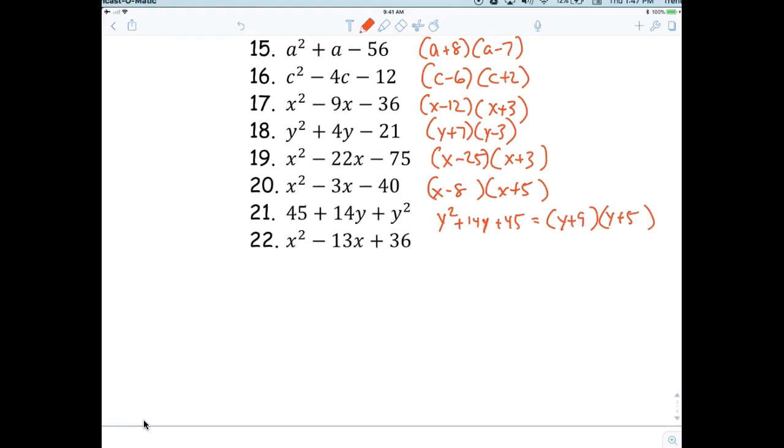And finally, x squared minus, x minus 3. What is it? X minus 12, x minus 3. No, wait, no. That wouldn't work. Yeah, x minus 9. 4 and 9. X minus 4, x minus 9. That was quick, Walker. Thank you.